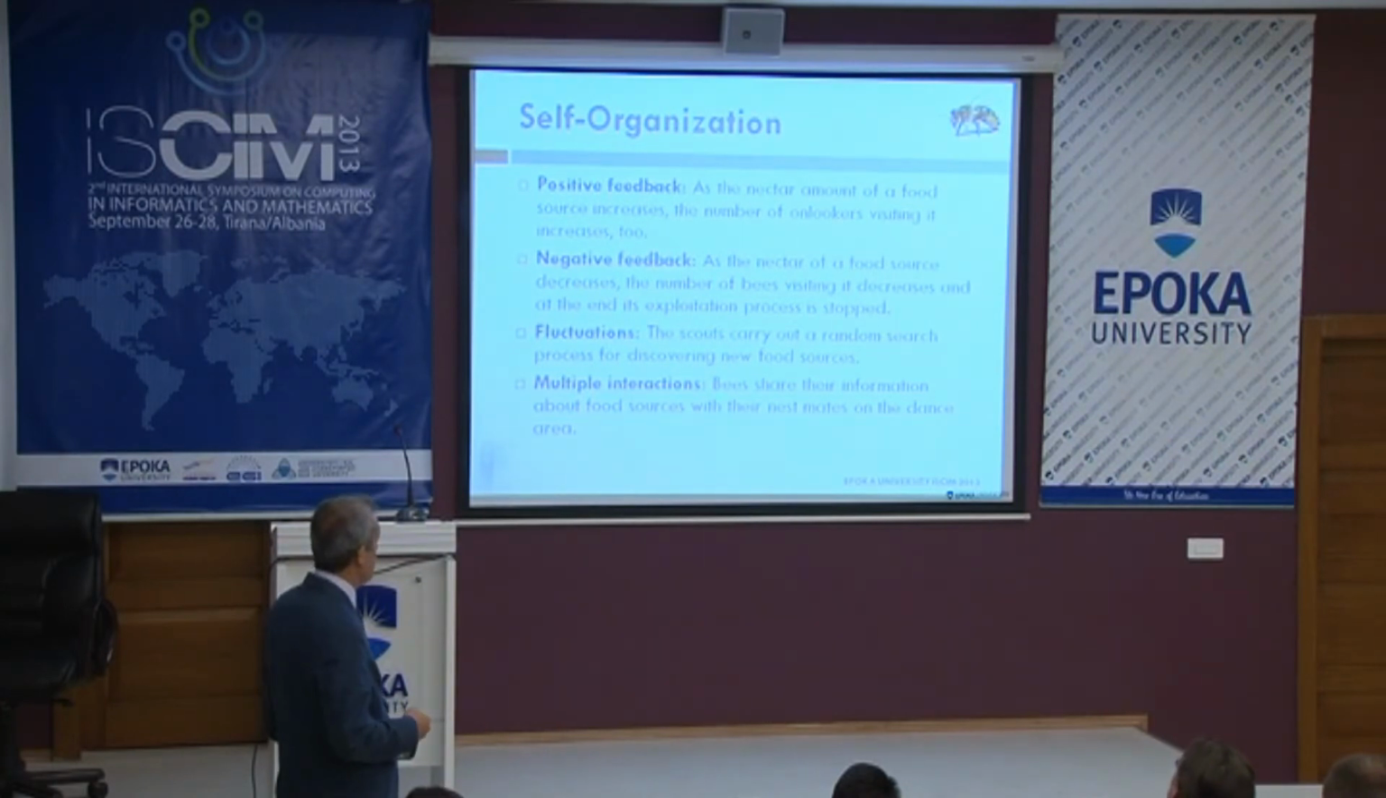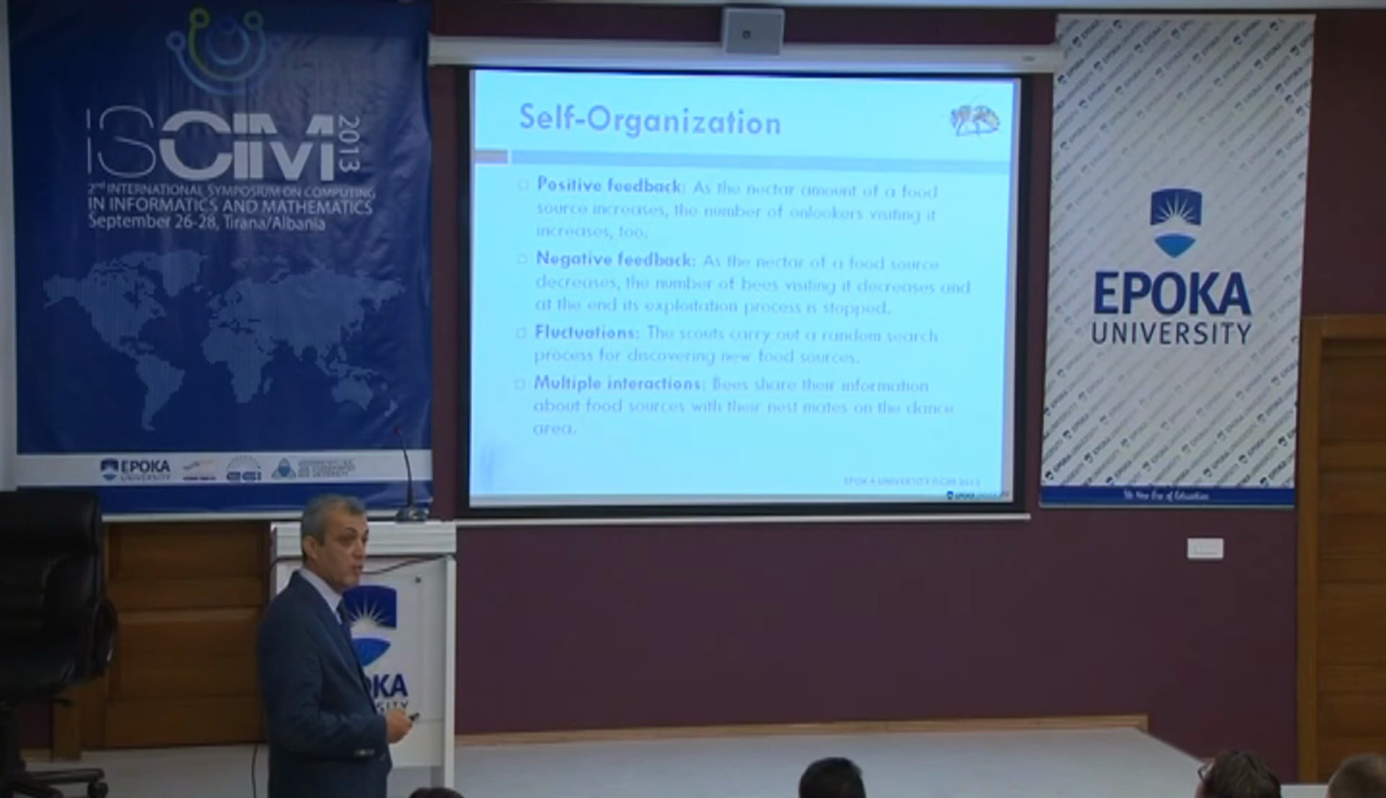And multiple interactions, bees share their information. For example, employed bees share their information about food sources around the nest heap with their nestmates or onlookers waiting in the heap by means of dance language. And you see, for self-organization, honeybees, forager bees, they have 4 main properties. Therefore, they are intelligent.